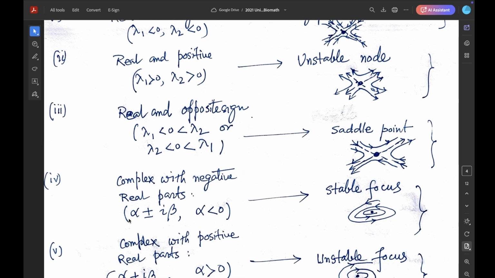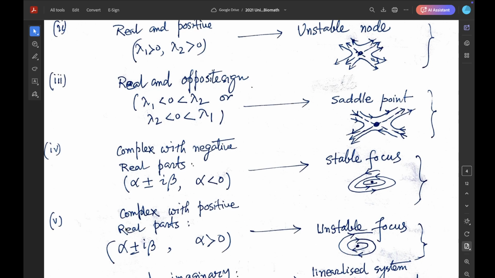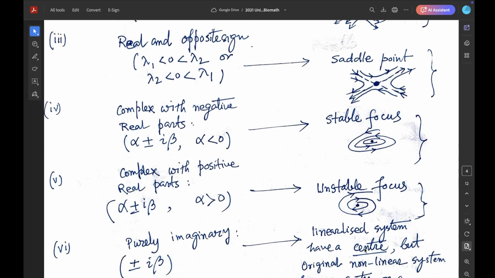Complex with negative real parts, that is lambda 1 and lambda 2 eigenvalues are alpha plus minus i beta, where real part alpha is negative, then stable focus. So for this point x star, y star, the stable focus is this: the trajectory moves to this equilibrium point x star, y star. Complex with positive real part, that is lambda 1, lambda 2 equal to alpha plus minus i beta, with alpha greater than 0, unstable focus. So from this x star, y star equilibrium point, this trajectory goes out from this equilibrium point.